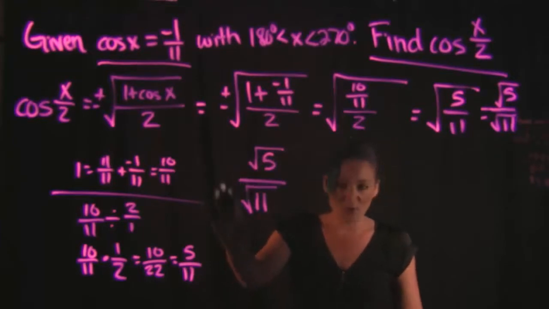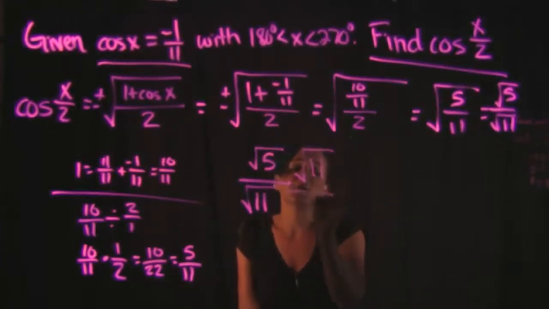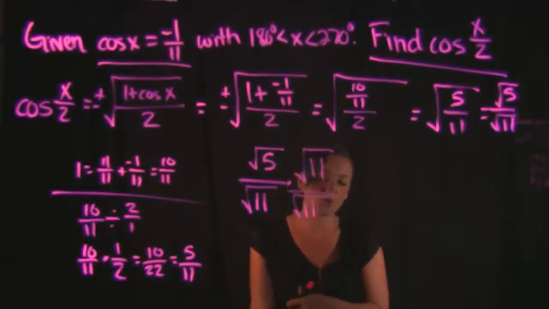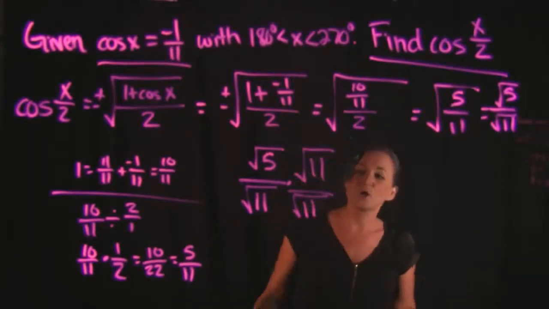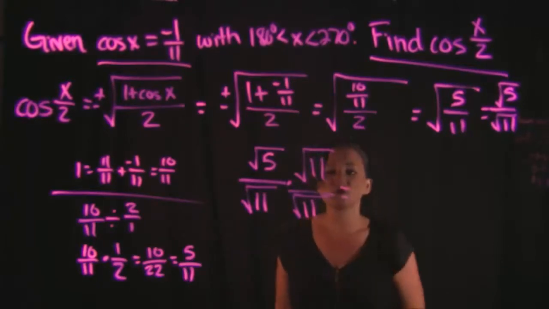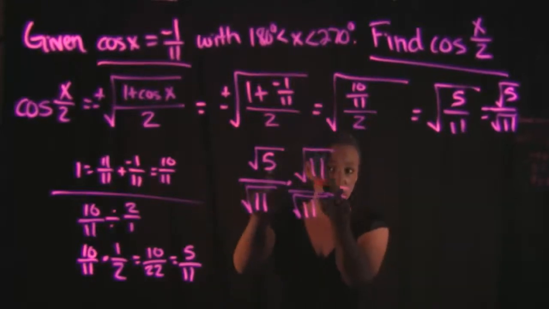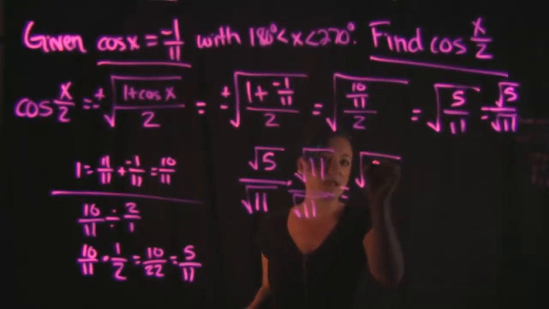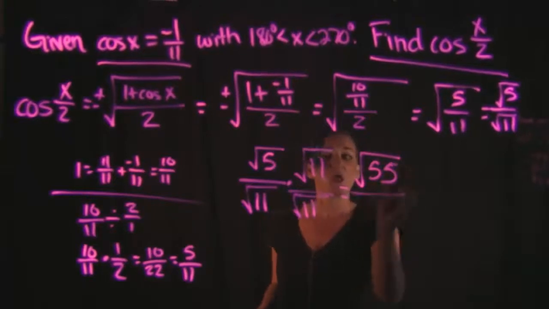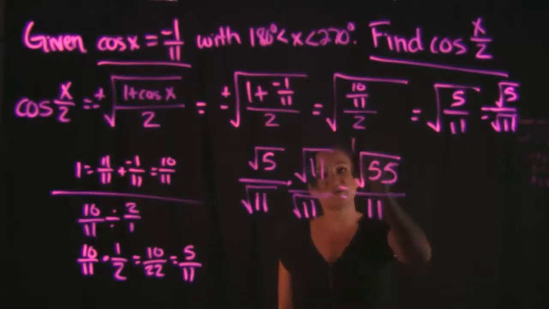We need to get rid of the radical that's in the denominator, and we do that by multiplying by that radical that's in the denominator. This is called rationalizing the denominator. So we multiply top and bottom by the square root of 11, which in the numerator, square root of 5 times square root of 11. Again, just multiply those two numbers together. 5 times 11 is 55. And square root of 11 times square root of 11 is 11. So this actually wraps up this problem.